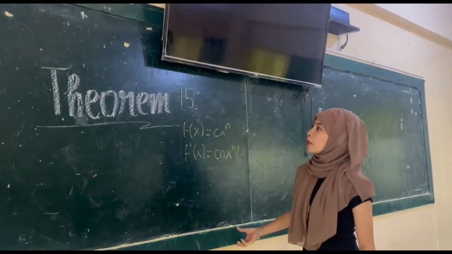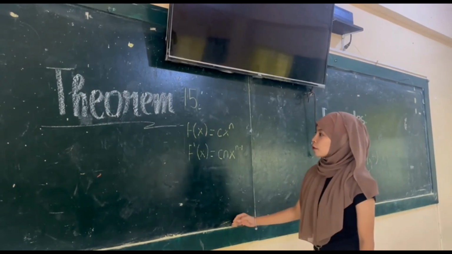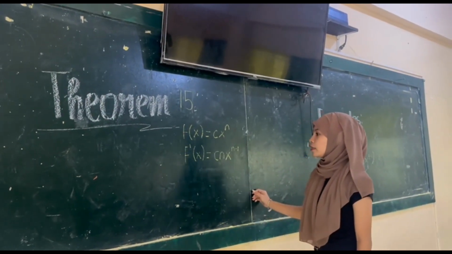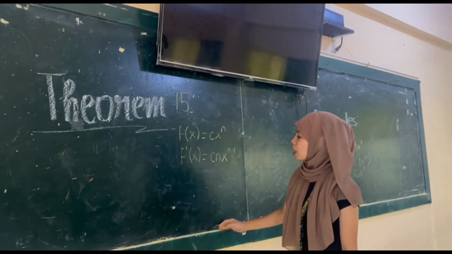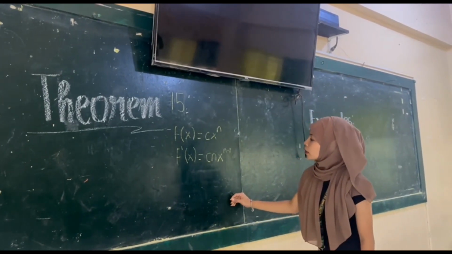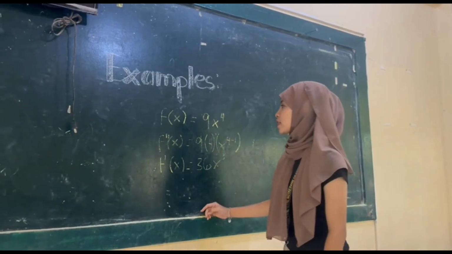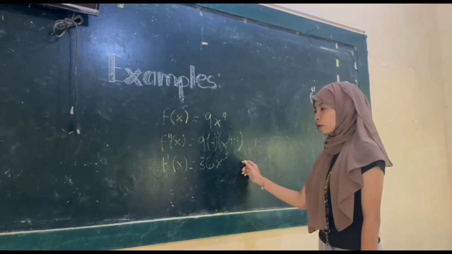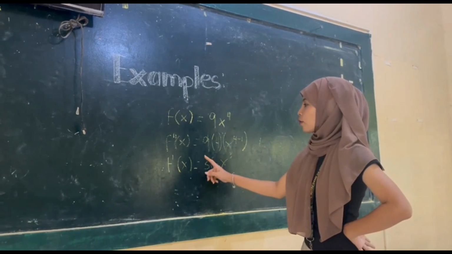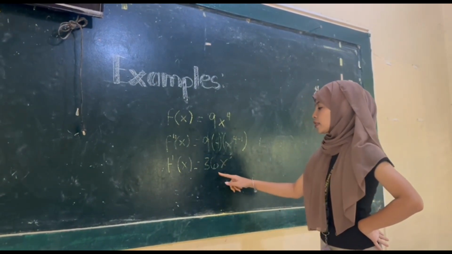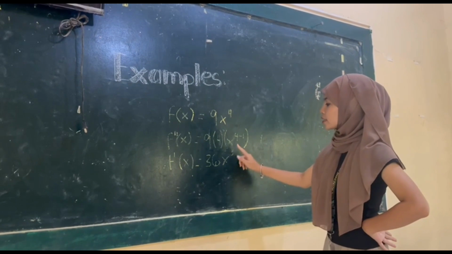So let's talk about theorem 15. If f of x equals c times x to the power of n, then f prime of x equals c times n times x to the power of n minus 1. Example: f of x equals 9x to the power of 4. So f prime of x equals 9 times 4, which equals 36. Then copy the x here.